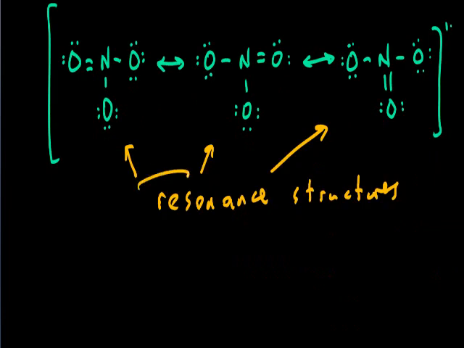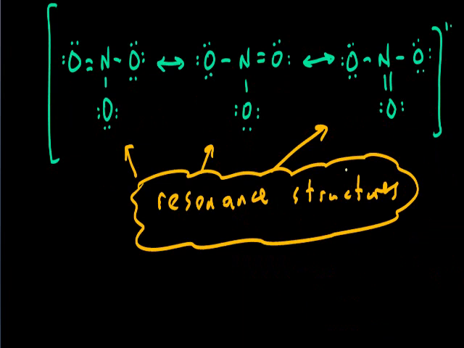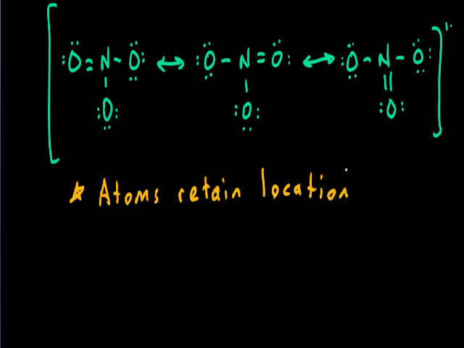In drawing what are known as resonance structures, there's a couple guidelines to follow. The atoms retain their location in the structure. As we look at these resonance structures for our nitrate ion, the oxygen, nitrogen, and oxygen atoms in each structure have not been moved. They retain their location in each of the resonance structures.